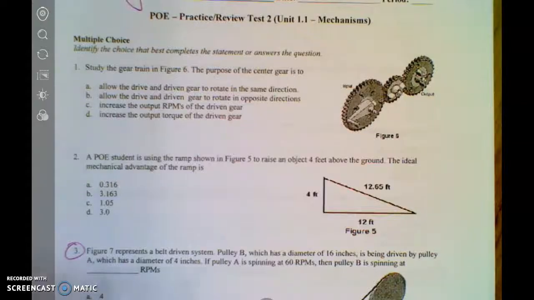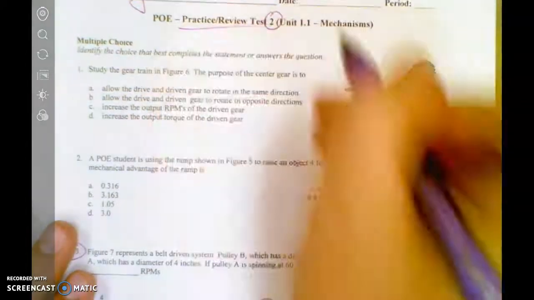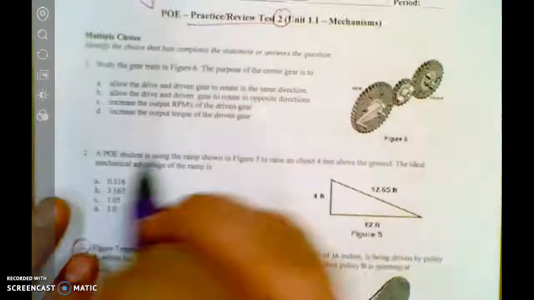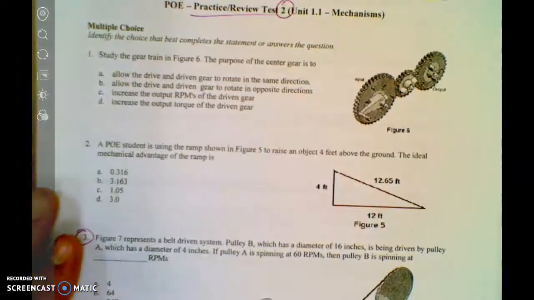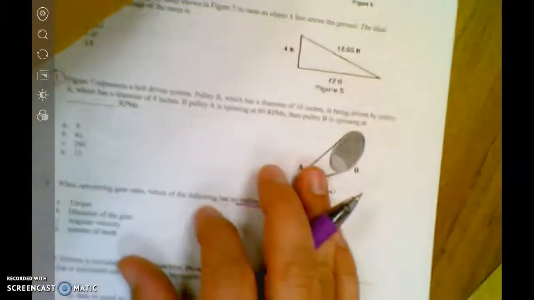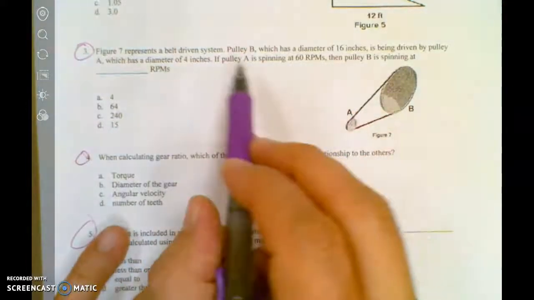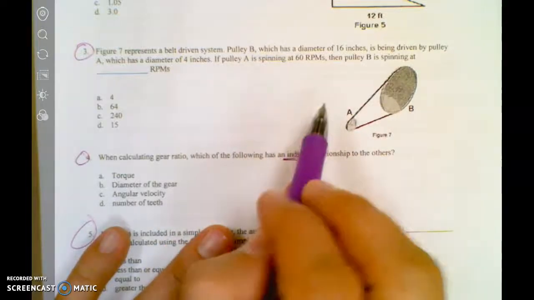All right, so here are some questions from practice test number 2. Make sure you're on the correct one. The first one I think we'll go after is number 3.